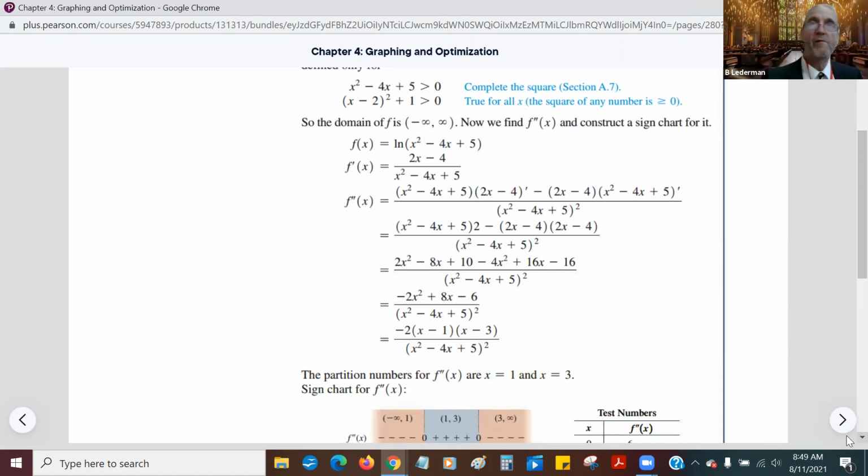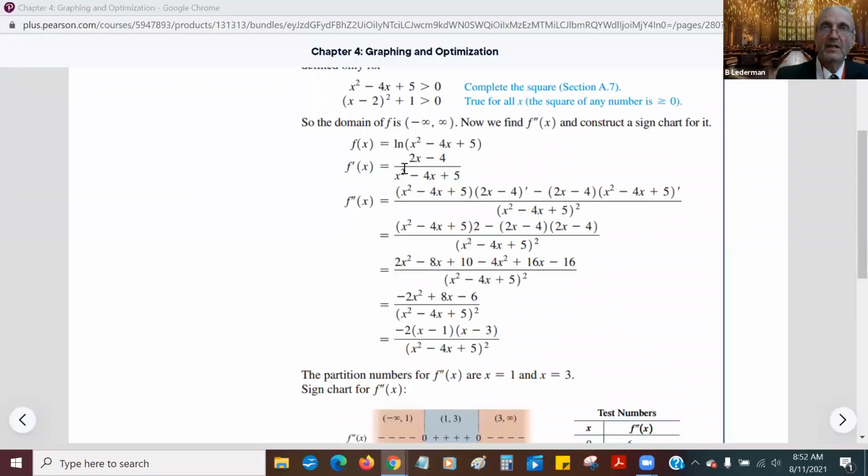F prime. Okay, so f of x is this ln function. I will graph this on Desmos, but let's just do it purely with algebra without even looking at a graph. And then later we'll look at the graph. So we know that f prime is going to be 2x minus 4, because that's the inner derivative, over x squared minus 4x plus 5. Okay, and here's where it starts to get really fun.